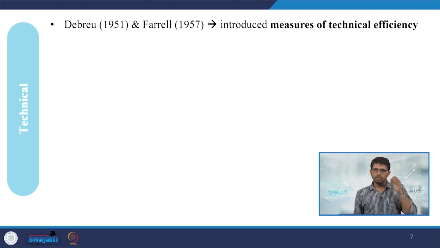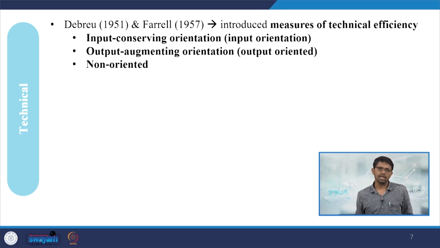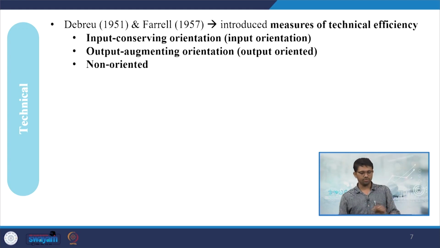There are other ways of defining technical efficiency by Debreu and Farrell, which we have also cited in a previous lecture. They defined it as an input conserving orientation, largely called the input oriented model, and the second one is called the output augmenting orientation, that is fostering output. This is also called the output oriented technical efficiency. Then another one is called non oriented, where the optimum level is already reached and there is hardly any deviation. That may be defined as the third one.